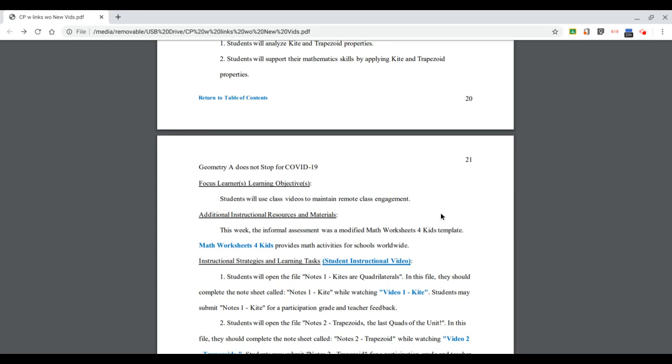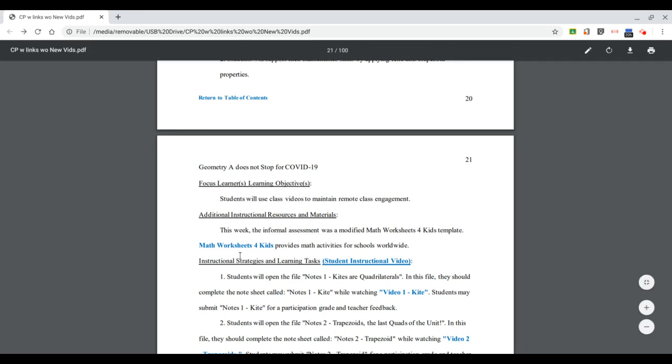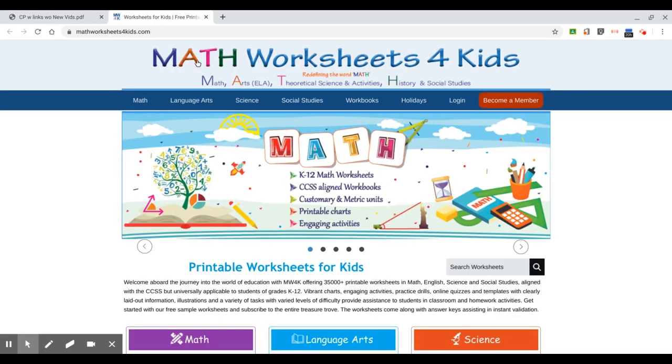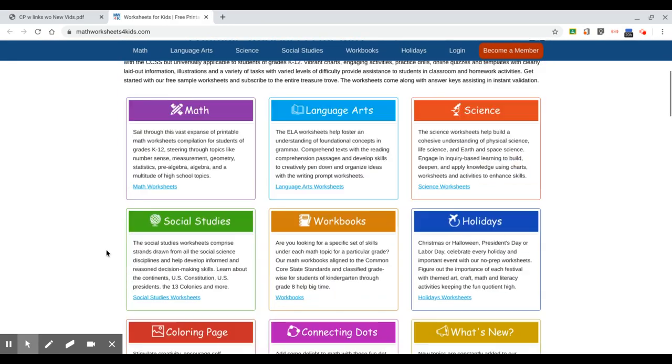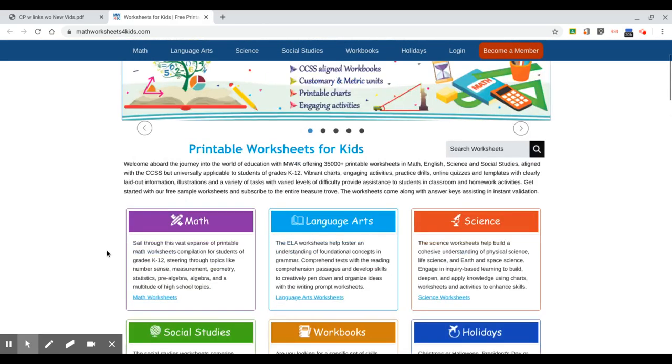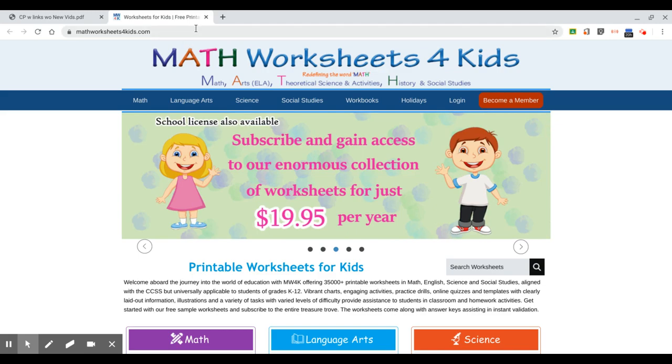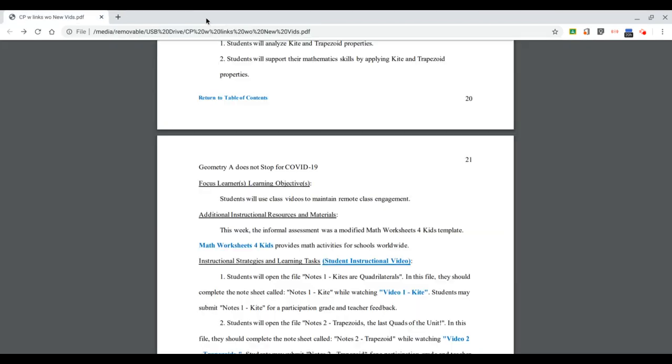For this one, the additional resource is math worksheets for kids. For this lesson, we use the template from here, and they provide many awesome templates and worksheets for all ages. They say for kids, but I found some templates that were suitable for this unit for trapezoids and kites. And this was a 10th grade high school class.